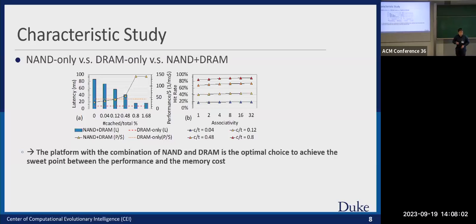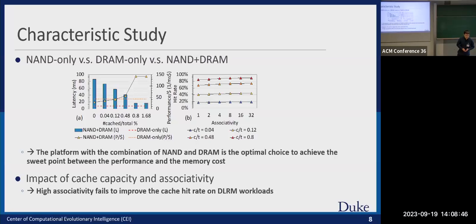Before jumping into our own solution, we want to first present the characteristic study to show the acceleration potential of our proposed solution. We compare the solution that uses only the SSD, only DRAM, or the combination of SSD and DRAM for storing the embedding vectors and supporting the inference system. Our conclusion is that the platform with the combination of the SSD and DRAM is the optimal choice to achieve the balance between cost and performance. Although DRAM is fast, buying a lot of DRAM is quite expensive. Although SSD is relatively cheap, it is slow. So combining those two will give you a better solution.